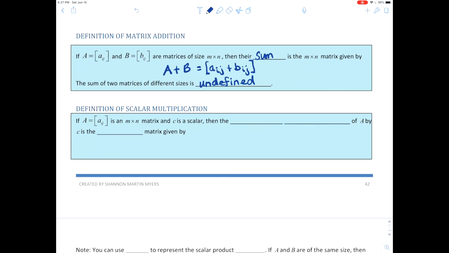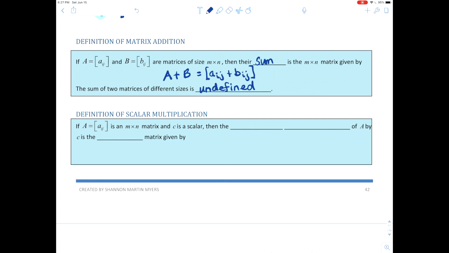On to definition of scalar multiplication. If A is equal to Aij and it is an m by n matrix and C is a scalar, then the scalar multiple of A by C is the m by n matrix given by C times A is equal to C times Aij. Groovy? Okay, so we've got those two definitions down.